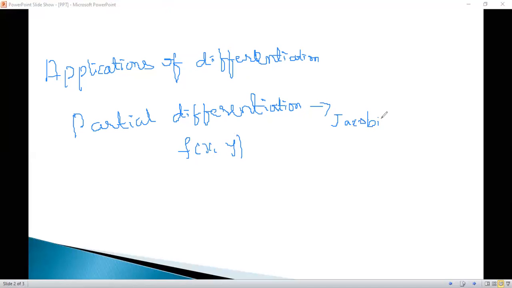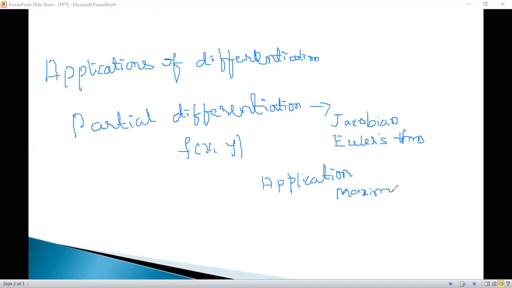Jacobian, and then in which case you have to apply Euler's theorem. These are the few concepts we have discussed in partial differentiation, which is followed by applications of partial differentiation. In the application part, we have discussed maxima, minima.